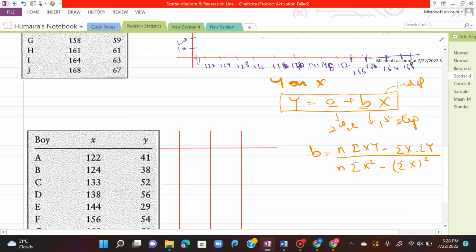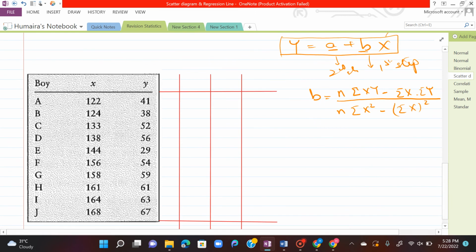Then these values you can find out through a table. So what actually do I need? n is how many values over here? If I count them, I have 1 2 3 4 5 6 7 8 9 10.